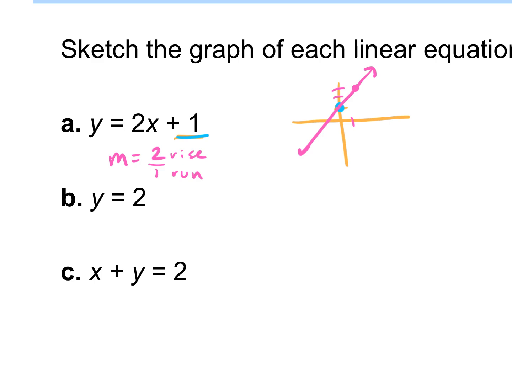You really only need 2 points on your graph to draw a straight line. If you want to keep going and put another point, keep going up 2, to the right 1, up 2, to the right 1. You can put as many points as you want. All right, how would we graph the line of y equals 2? Awesome. Straight across. Our y-intercept is 2, so we cross the y-axis at 2, and we put a horizontal line through 2.